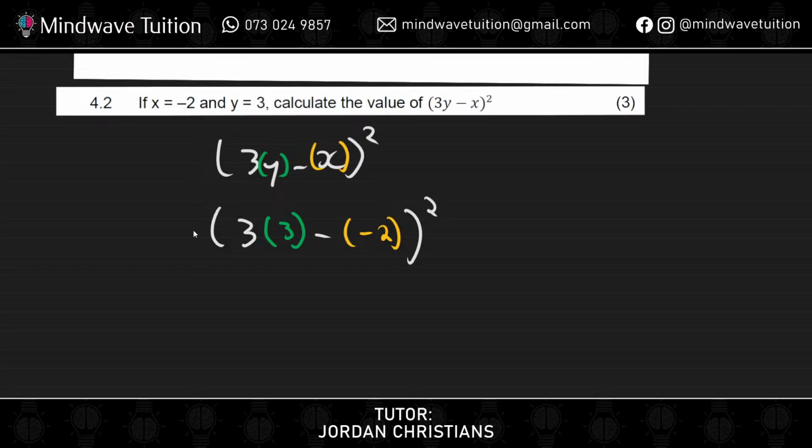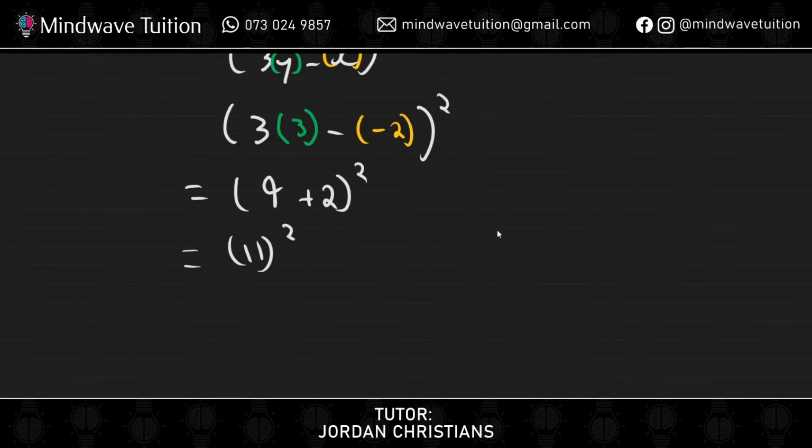So we want to follow some BODMAS rules. So that just means to do whatever's inside the brackets first. So 3 times 3 is 9. Put in brackets as 9. And minus -2 will just become +2, all to the power of 2. So 9 plus 2 is just 11. And again, this is all to the power of 2. So 11 to the power of 2 will just be 121.